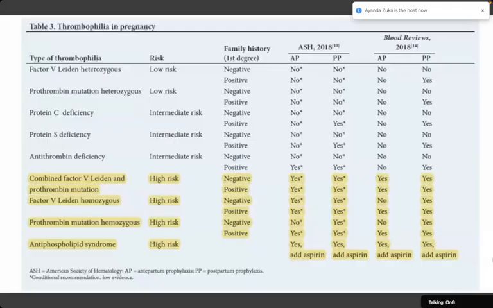And here in this table, we just have a list of the different thrombophilias that may be encountered in pregnancy. For those that are said to be intermediate and high risk, the recommendation is that they should require antepartum and postpartum prophylaxis.